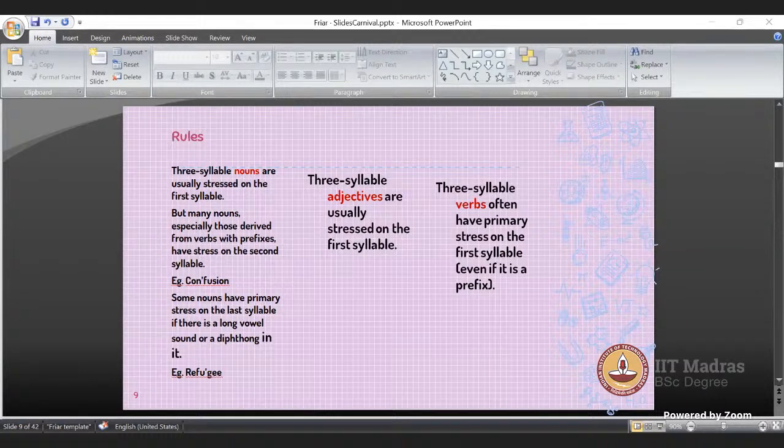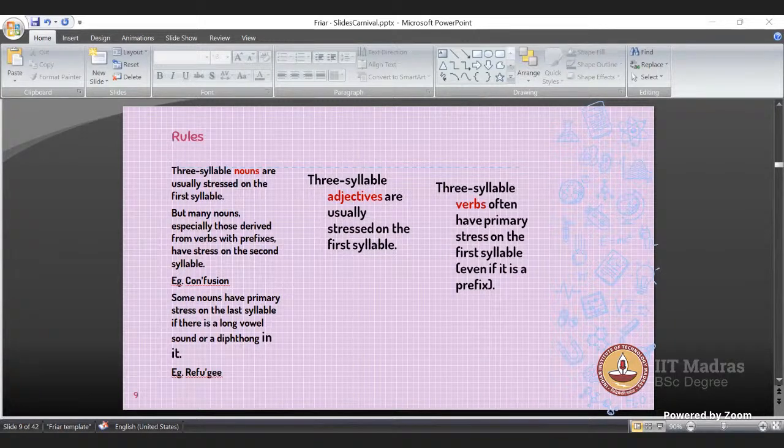So ITY does not take the stress on the first syllable. ITY is one suffix that will take it on the penultimate syllable. So you can add this ITY also to the list that we have already discussed. That's the only point I wanted to make. Clarity only has 2 syllables, so obviously the stress is going to be on the first one.